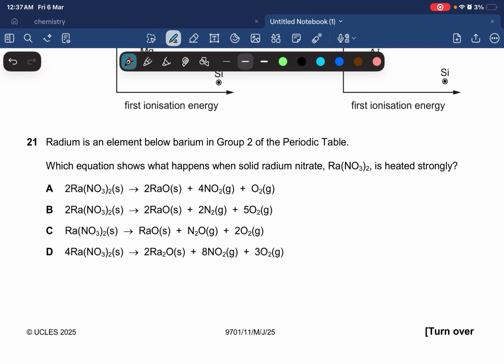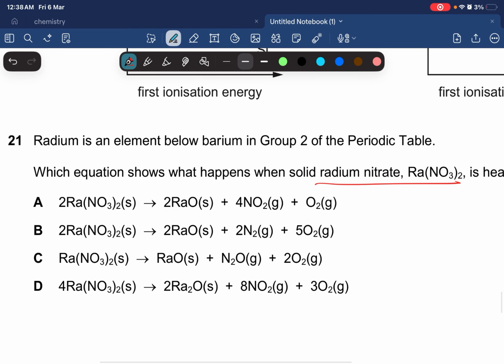Radium is an element below barium in group 2 of the periodic table. Which equation shows what happens to solid radium nitrate when it's heated strongly? Simple. Equation.